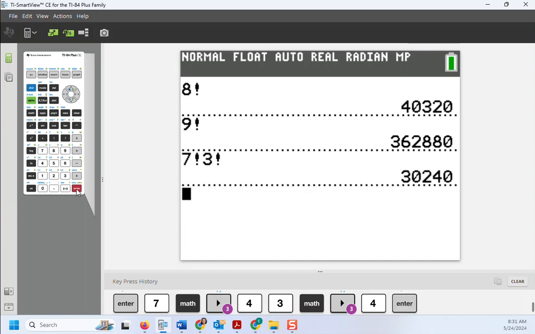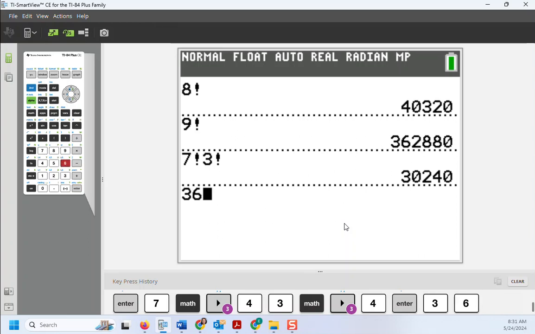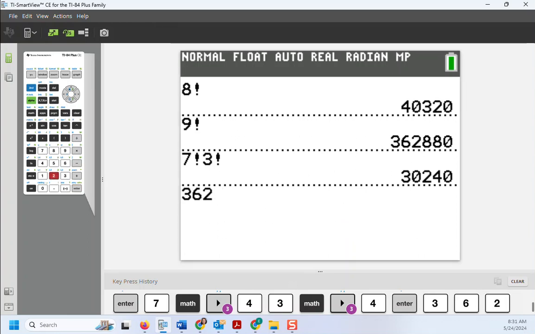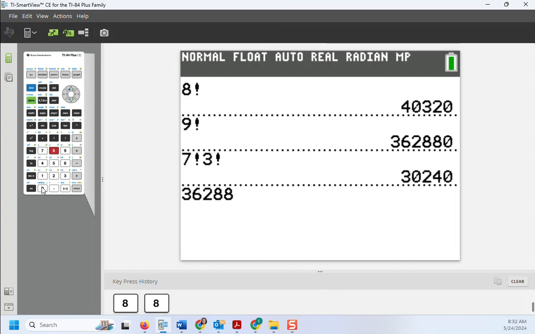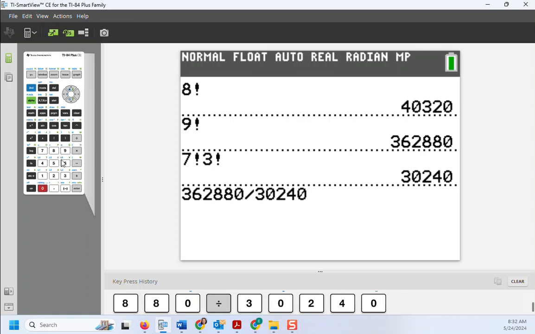All right, and so then I want to do 362,880. Oops. 880. And then divided by 30,240. So I got 12. Anybody else get 12?